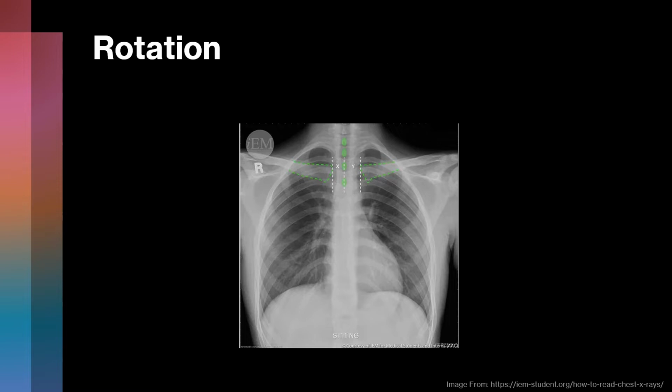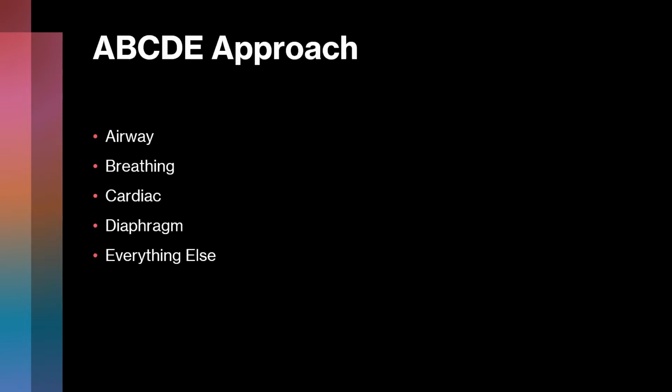This is an example of rotation. You can see the trachea is central and the clavicles are on either side, and they're not overlapping the trachea, so there's no rotation. If there is rotation, it might obscure some of the signs that you would otherwise see. Moving on to our ABCDE approach, it's airways, breathing, cardiac, diaphragm, and everything else.